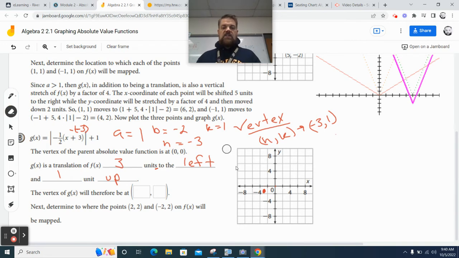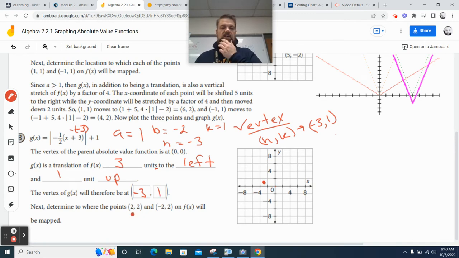Guys, pay attention. I graphed that wrong. I put negative 1. 3 comma 1 is up here. I did that to see if you were paying attention. Good job. All right, cool. So the vertex of this bad boy should be negative 3 comma 1.